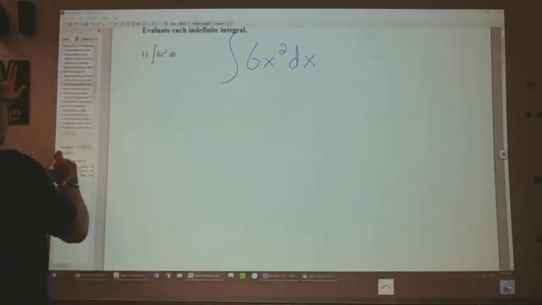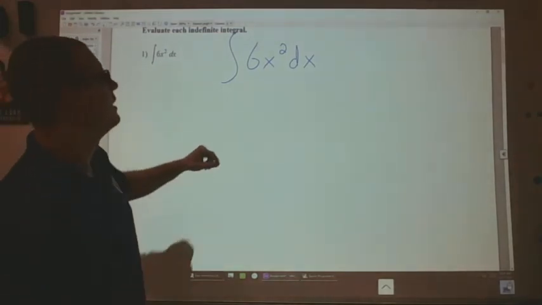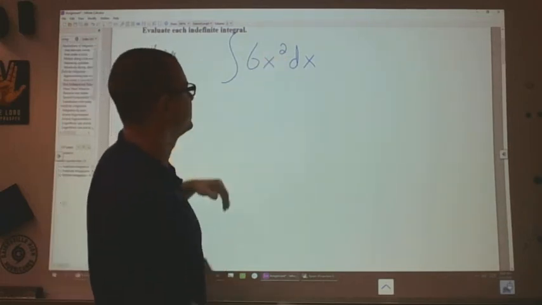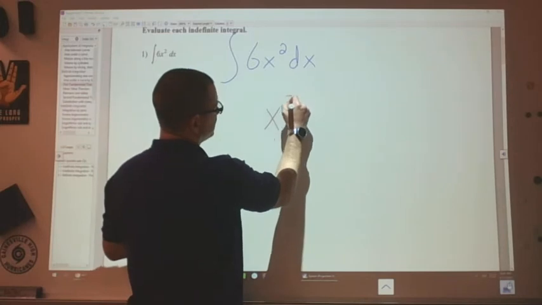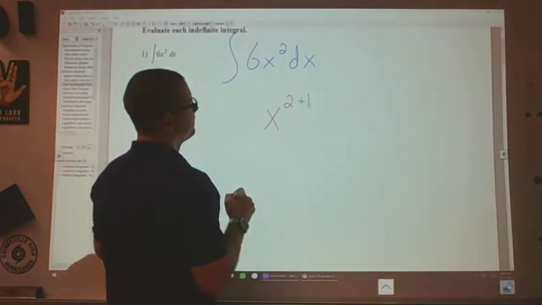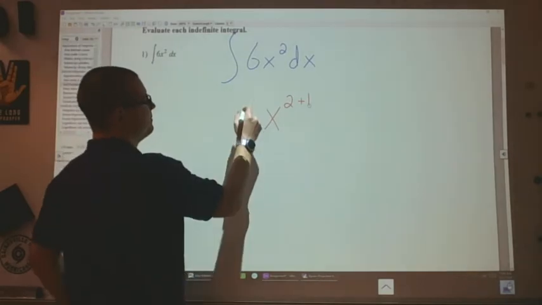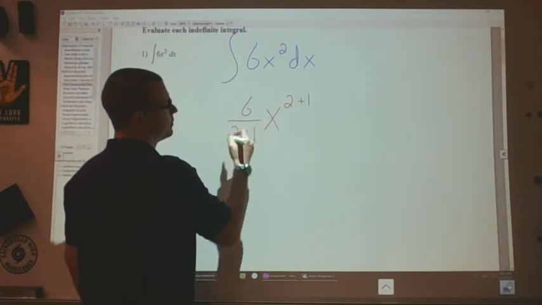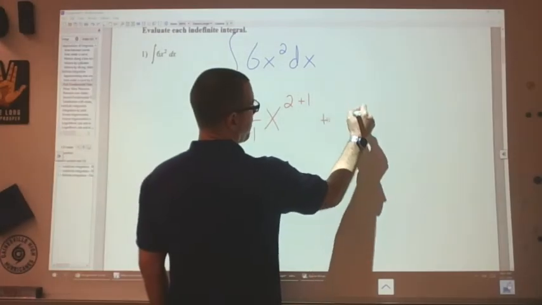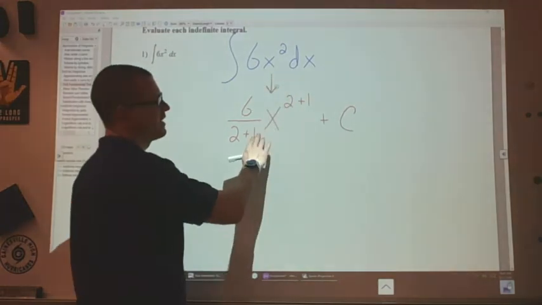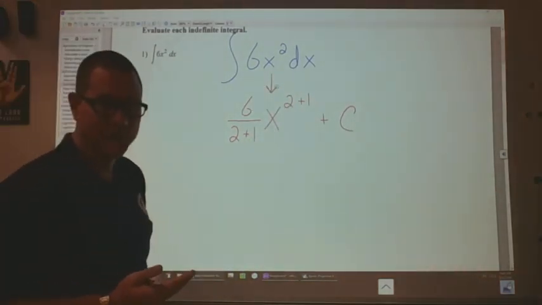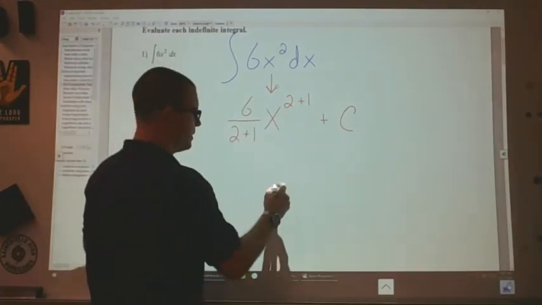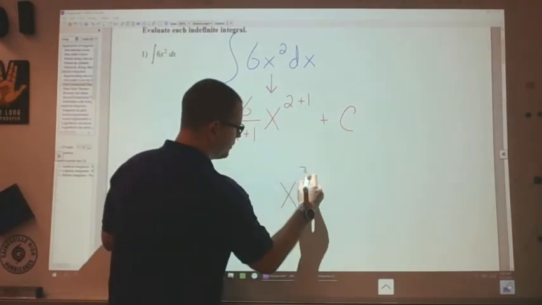But the way I would work this, following my steps, my power in the original function is 2, so I'm going to add 1 to that, so I would have x to the 2 plus 1. And then I would divide 6 by that. So without any simplification, it would look like this, and then plus c. Now clearly, we're not going to leave it like that. In fact, we'd probably skip that step altogether because we all know that 2 plus 1 is 3, and so it would just be x to the third.